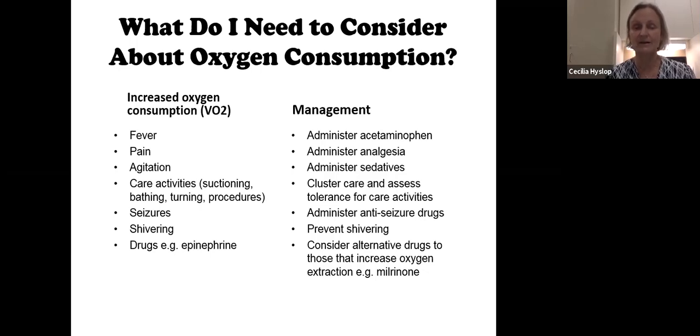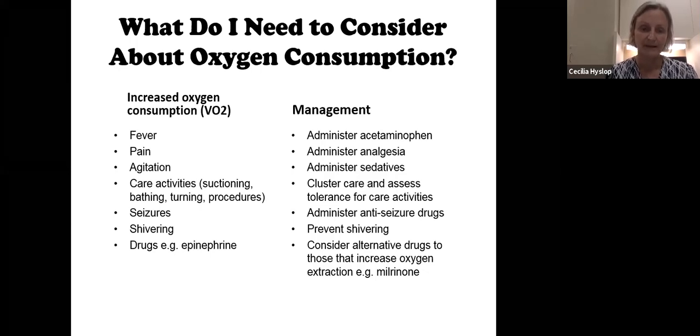If your increased oxygen consumption is related to fever, then we give you Tylenol. If it's related to pain, we give you analgesia. If it's related to agitation, we administer sedatives. If it's care activities, well, maybe we really need to cluster our care, assess for tolerance, and moderate our activities accordingly. Seizures, we want them to stop seizing.